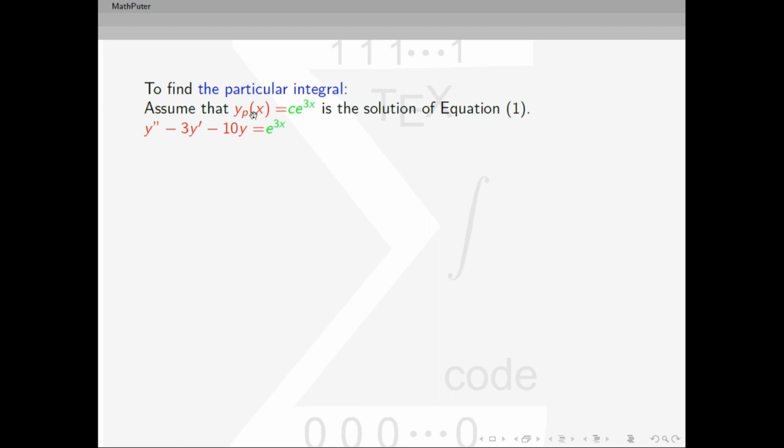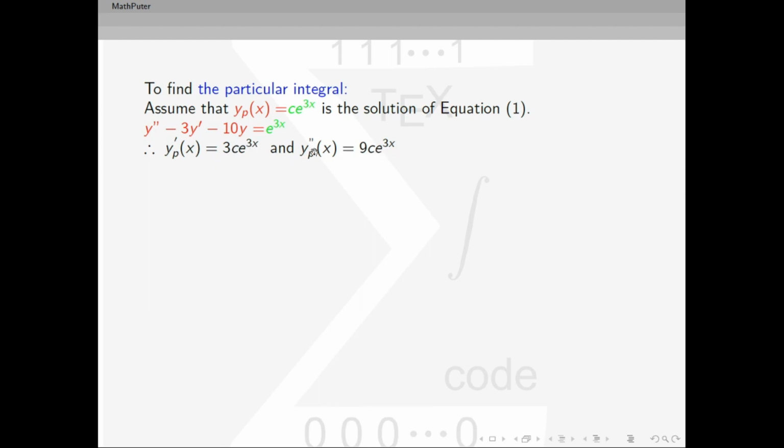Now as we say that this yp is the solution of this differential equation, what does it mean? When I substitute the derivative of yp in place of y dash, and again differentiate and substitute the second derivative in place of y double dash, it satisfies this equation. Here the constant c is arbitrary. So let us find the first derivative. What is the derivative of e raised to ax? It is a into e raised to ax. So this is 3c e raised to 3x. The second derivative: again 3, so 3 into 3 is 9c e raised to 3x.